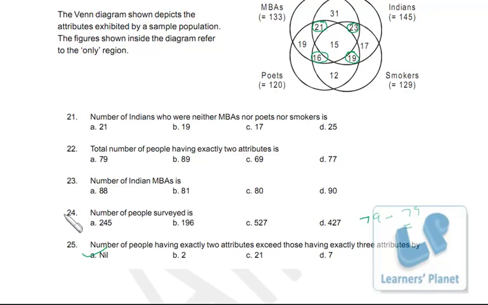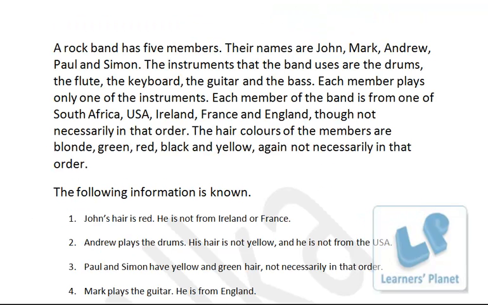I hope all the 5 questions are clear. Only this single question involves a bit of calculation. Otherwise for the remaining questions you just have to see the Venn diagram and answer, right? So all the 5 questions can be done very easily in 3.5 minutes. I hope you are getting my point. Next.